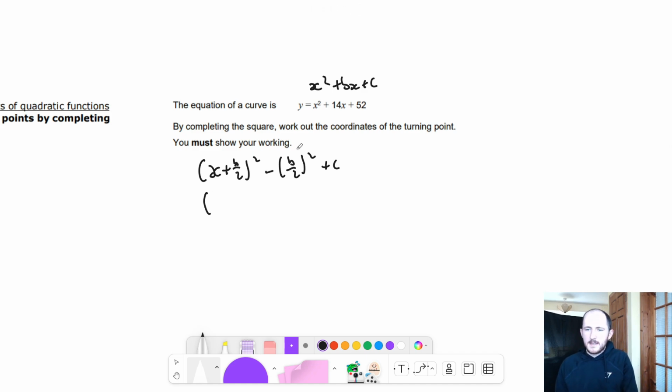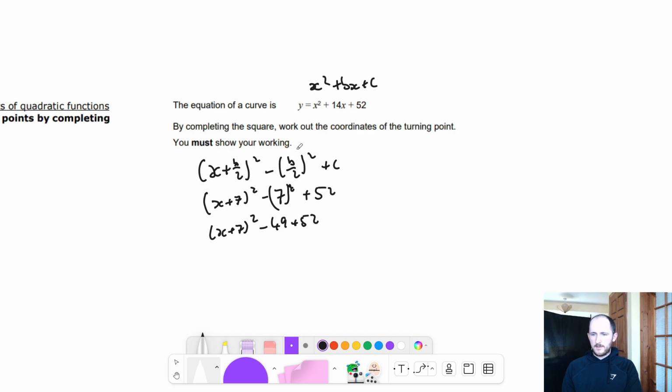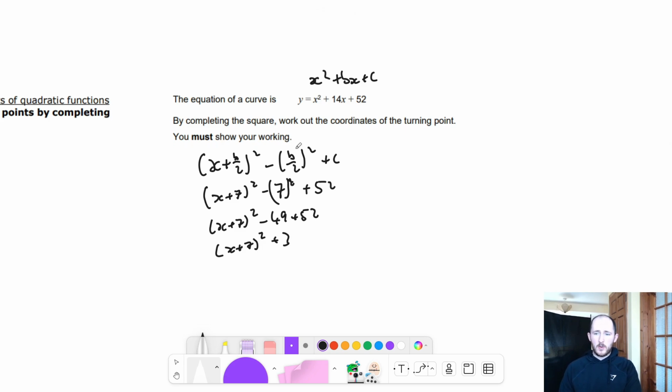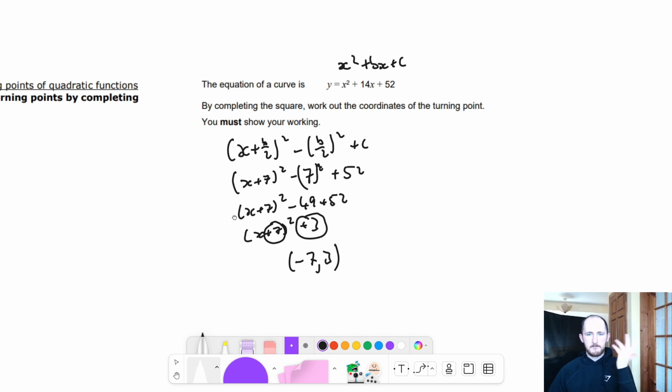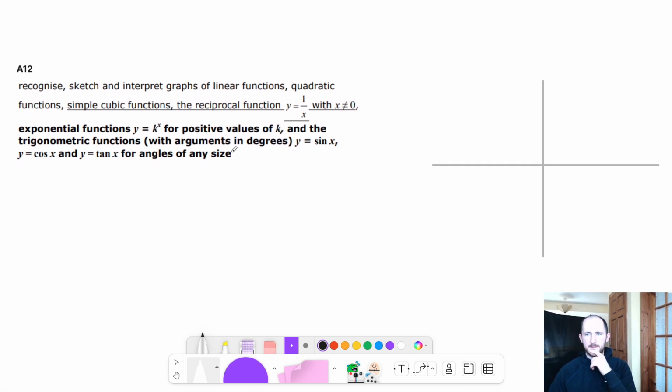So let's sub that in. B is 14, so we're going to do x plus 14 over 2, which is 7, squared, minus 7 squared, and then plus 52, so we have x plus 7 squared minus 49 plus 52, so we have x plus 7 squared plus 3. So the coordinates of the turning point, all you do is you take this value and flip the sign, so that's minus 7, and then you take this value and you keep the sign the same. Okay, nice and easy for turning points.